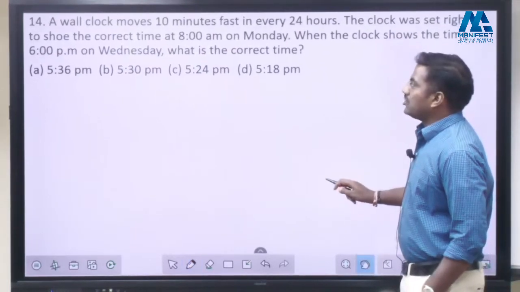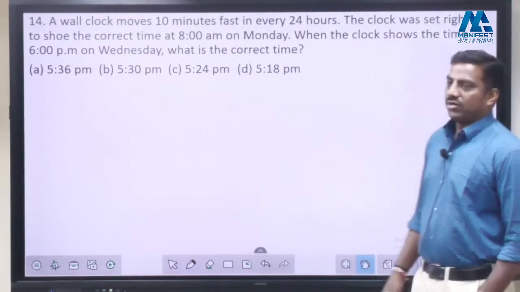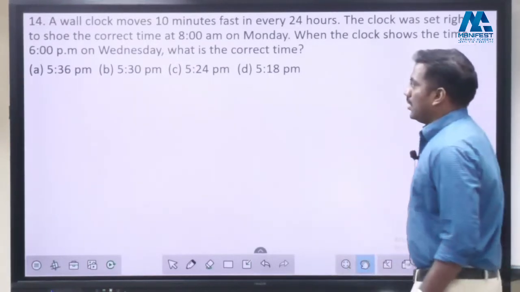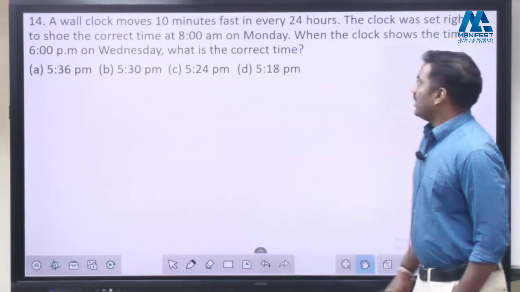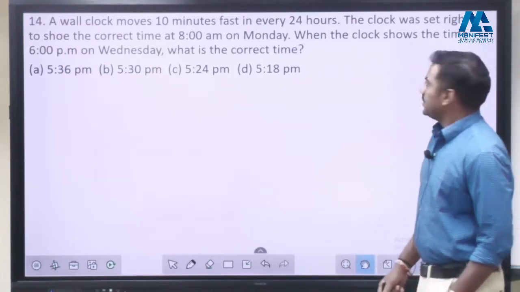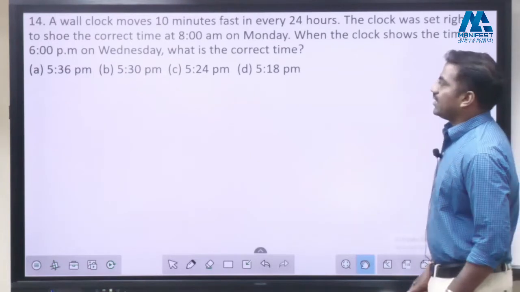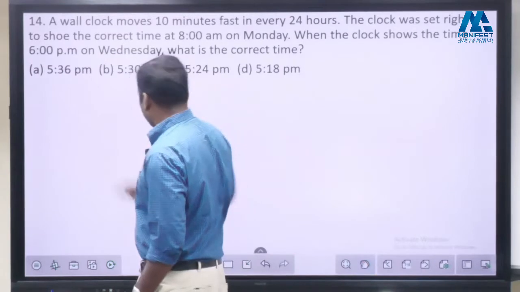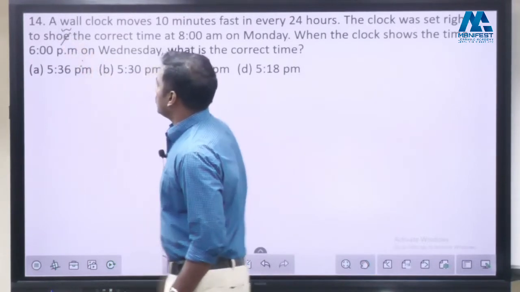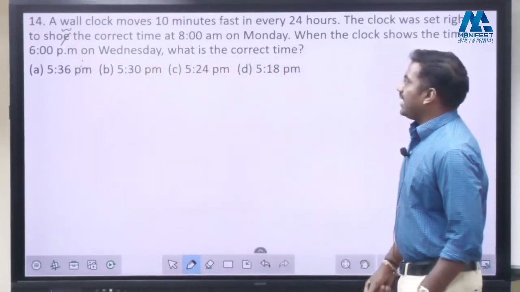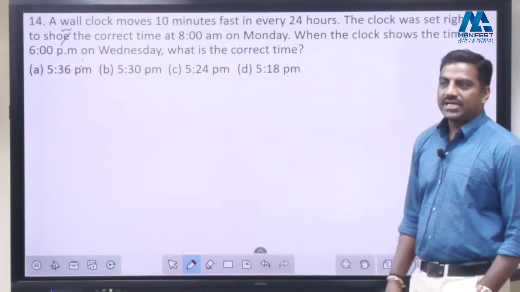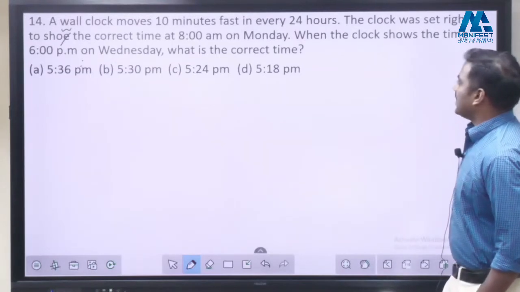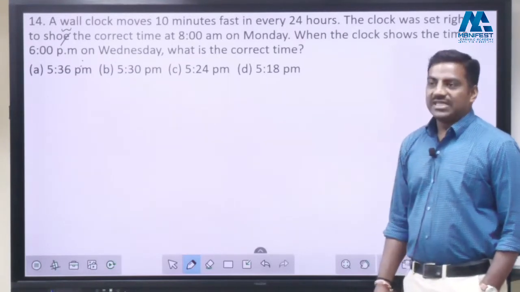A wall clock moves 10 minutes fast in every 24 hours. Same defective clock, but only one is there. The clock was set right to show the correct time at 8 a.m. on Monday. So it has been set at right time, 8 a.m. on Monday. When the clock shows the time 6 p.m. on Wednesday. See.